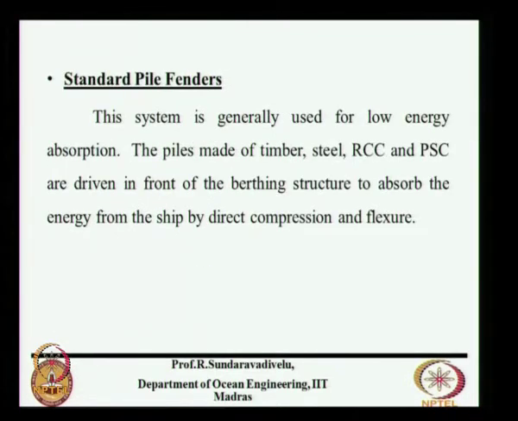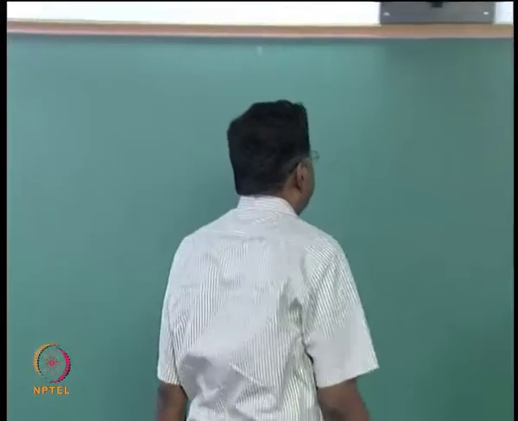This system is used for low energy absorption, this is not for big vessels, only small vessels. We simply drive a pile made of timber, steel, RCC or pre-stressed concrete in front of the berthing structure to absorb the energy from the ship by direct compression and flexure. That is the purpose of this standard pile fender. This is most commonly used for very small vessels less than 1000 dwt.